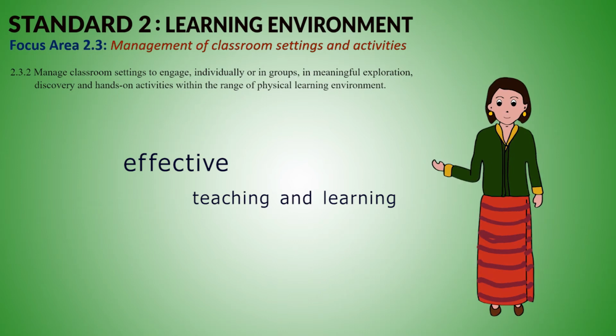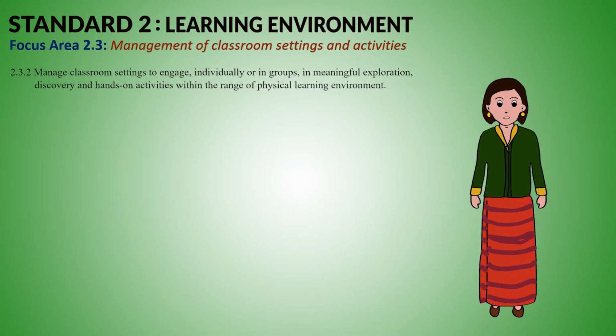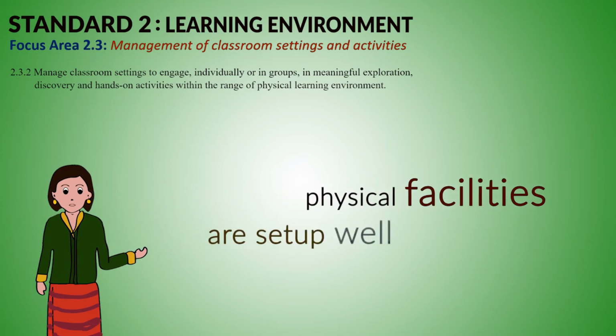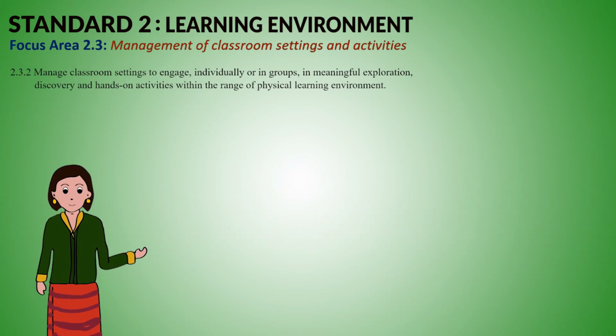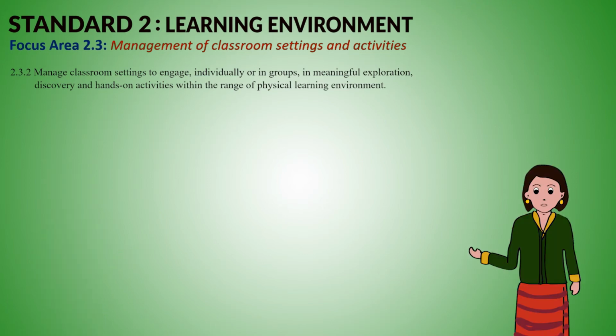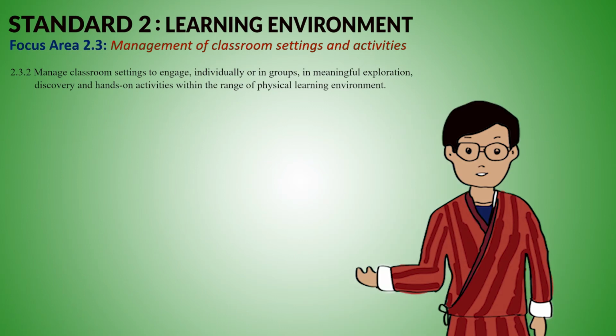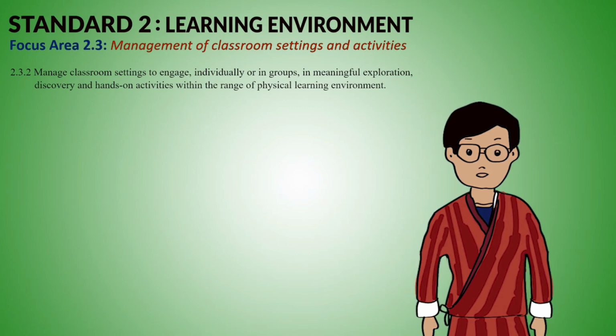Effective teaching and learning cannot take place in a classroom that is not set up well. For effective teaching and learning to take place, a teacher manages classroom structure and activities, ensures that the physical facilities are set up well, learner behavior expectations are clear, and the environment is safe and motivating to learners. What are the key concepts in this indicator?